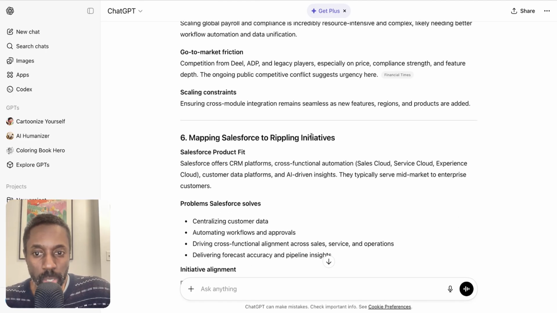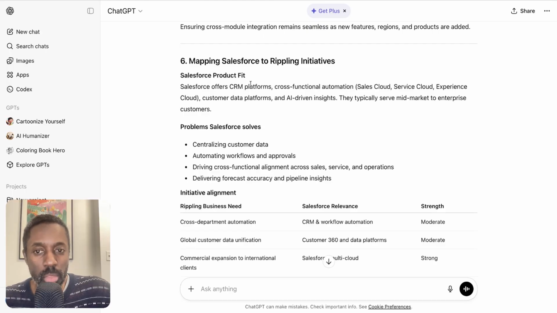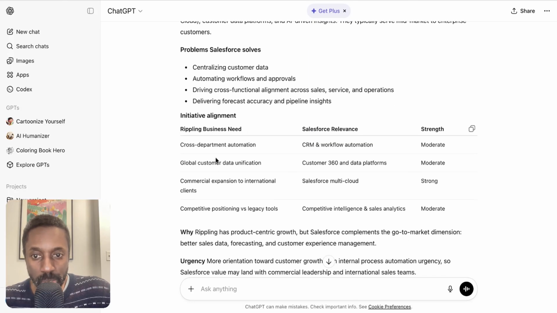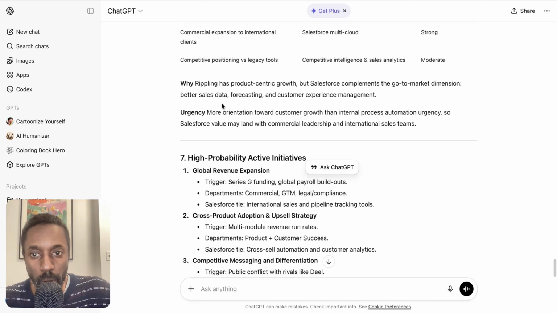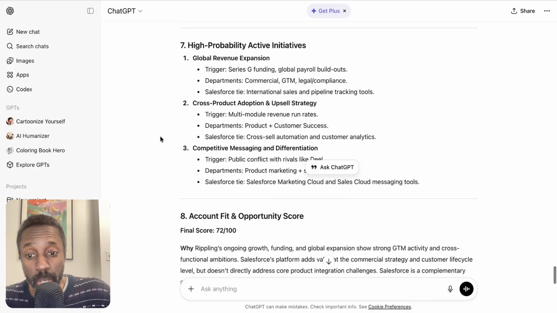Mapping Salesforce to Rippling initiative. See right there, it tells you Salesforce offers our CRM platform, yada, yada, yada. You know what Salesforce does. We know Salesforce. Here it goes. Rippling's business needs, says relevance is strong or whatever right there, right? Commercial expansion, international clients. Salesforce multi-cloud, strong. Could be a good reason to reach out. Okay, so, and why? Rippling's product-centric growth, but Salesforce complements the go-to-market dimensions, better sales data, forecasting, customer experience management. So it's urgency. So cool. It seems like it's a good fit, right?